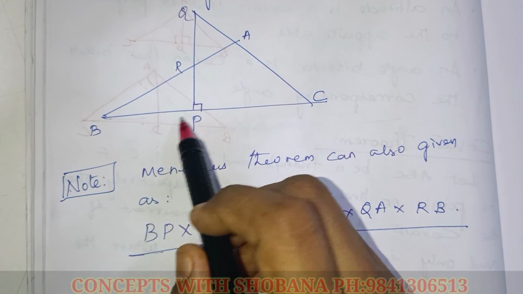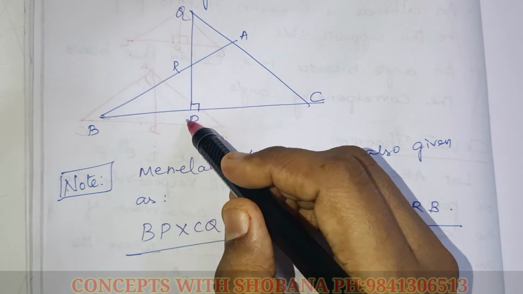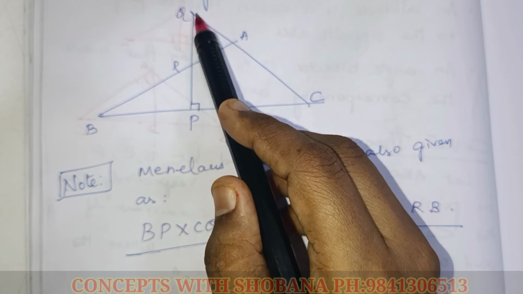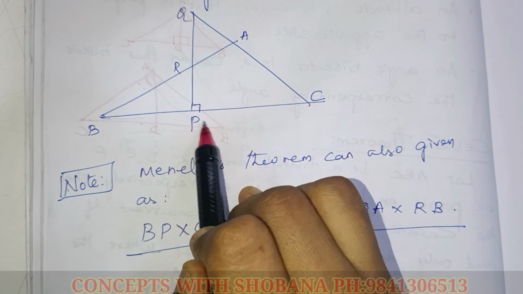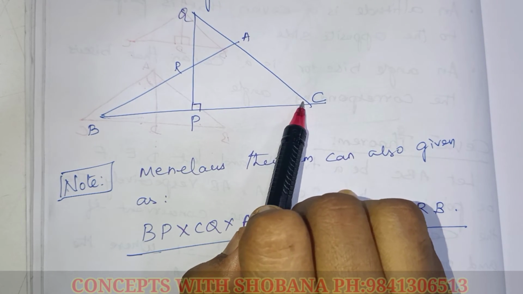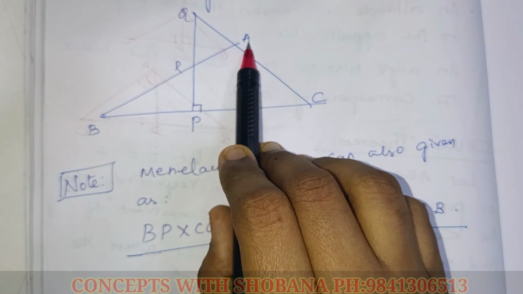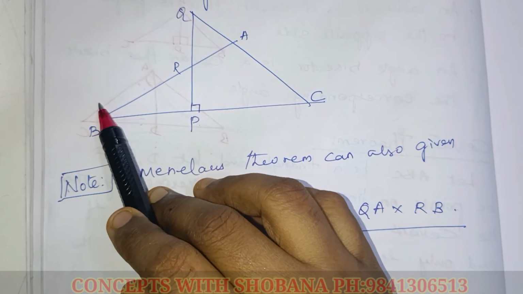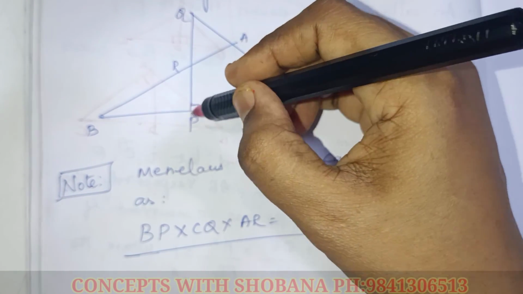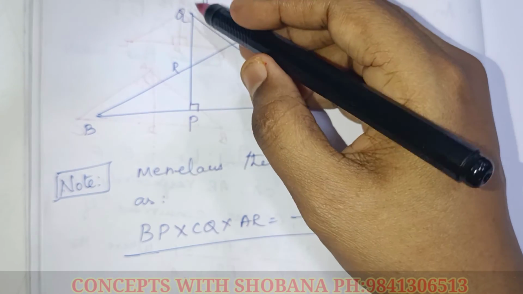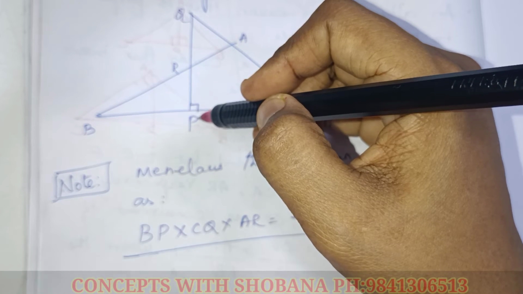Now look at this figure. According to the theorem statement, in triangle ABC, the points P, Q and R are said to be collinear on the condition that BP by PC into CQ by QA into AR by RB is equal to -1. When is this possible? Only if the points P, Q, R are all collinear. You can see here all are lying on the same line. So this is what is called the Menelaus theorem.